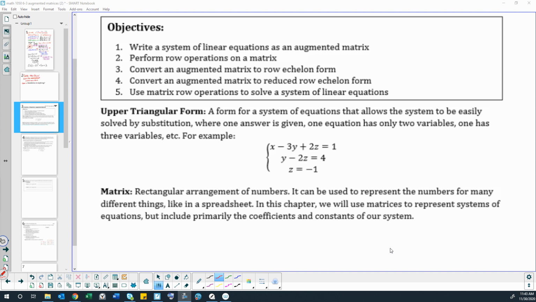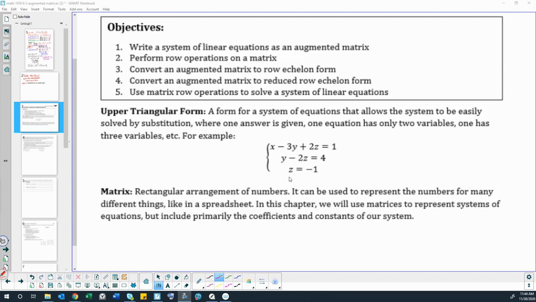All right. So, a matrix is a rectangular arrangement of numbers. It can be used to represent the numbers for many different things, like in a spreadsheet. In this chapter, we will use matrices to represent systems of equations, but we will just include the coefficients and the constants. Now, this is called upper triangular form because see how it's kind of a triangle shape with the top of the triangle being the larger part and the point of the triangle being at the bottom. So that's why it's called upper triangular form. Notice the reason it looks kind of like a triangle is that the bottom equation just has one variable, the middle equation has two variables, and then the top one has three.